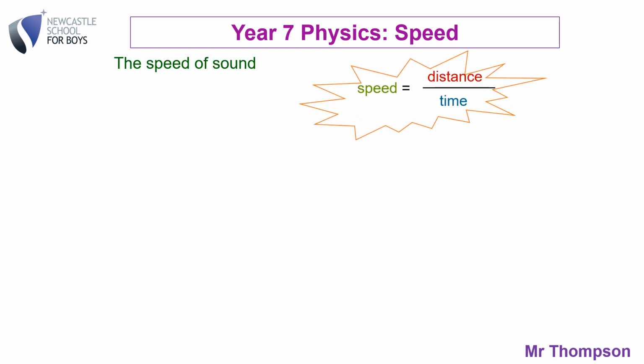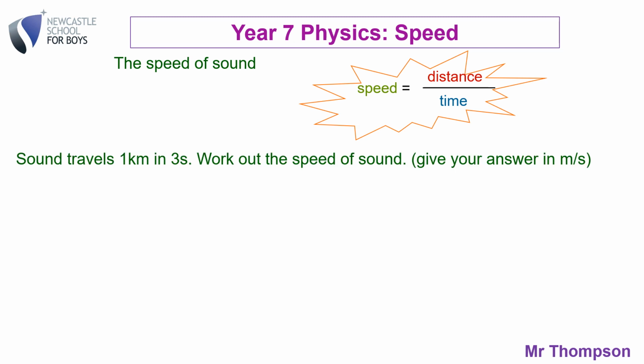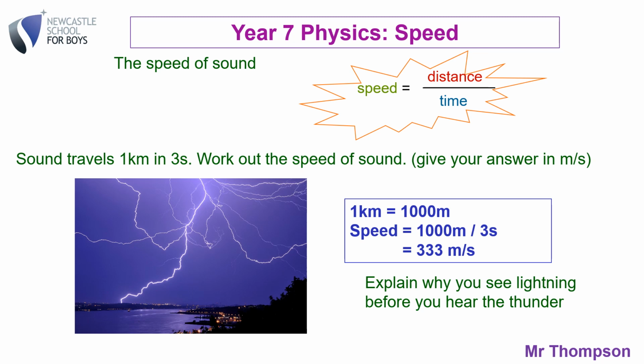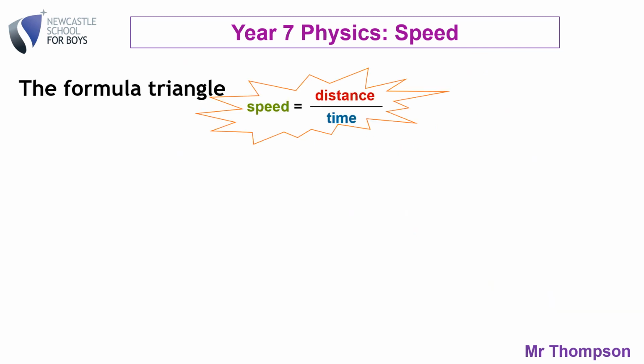Another example is using this equation. Sound travels 1 kilometer in about 3 seconds. So from this you can work out the speed of sound. Using the equation, speed is distance over time. 1 kilometer is actually 1,000 meters. So put it into meters, divide by 3, and you get 333 meters per second, which is the speed of sound in air. And why do you see lightning before thunder? Because light travels much, much faster than that. It travels 300 million meters per second. So you see things before you hear them.